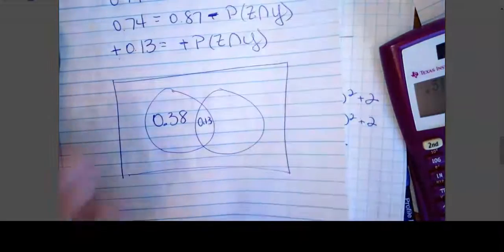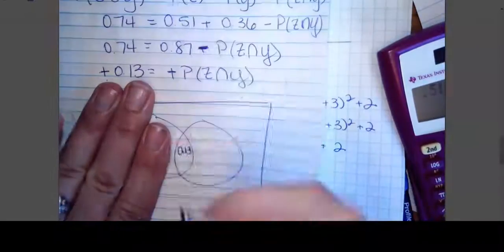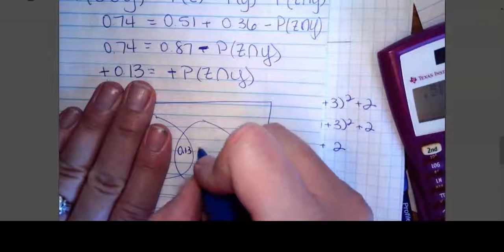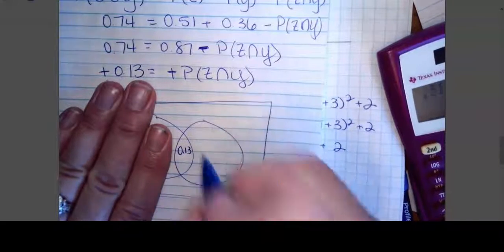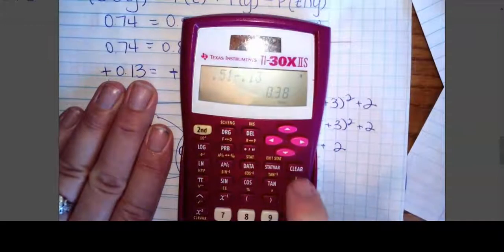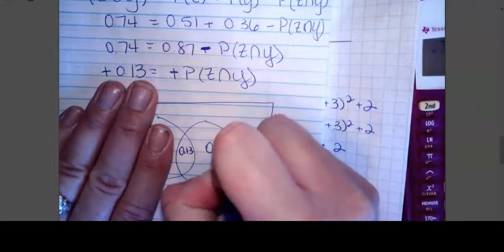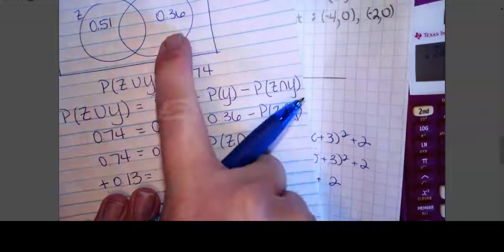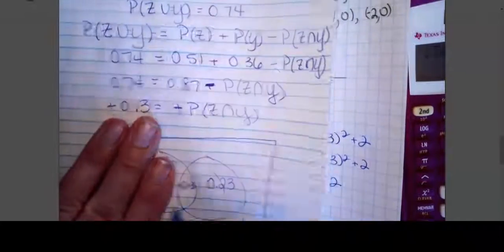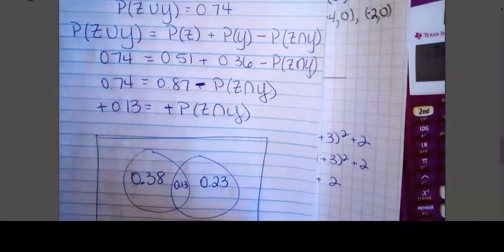Okay? So now come over here. I've got 0.13 of the 0.36 accounted for. So I know that this is going to be 0.26. No, it's not. Hang on. My brain is shot. 0.36 minus 0.13 gives me 0.23. Okay, so 0.23 and 0.13 gives me 0.36. Okay, so I know that much.